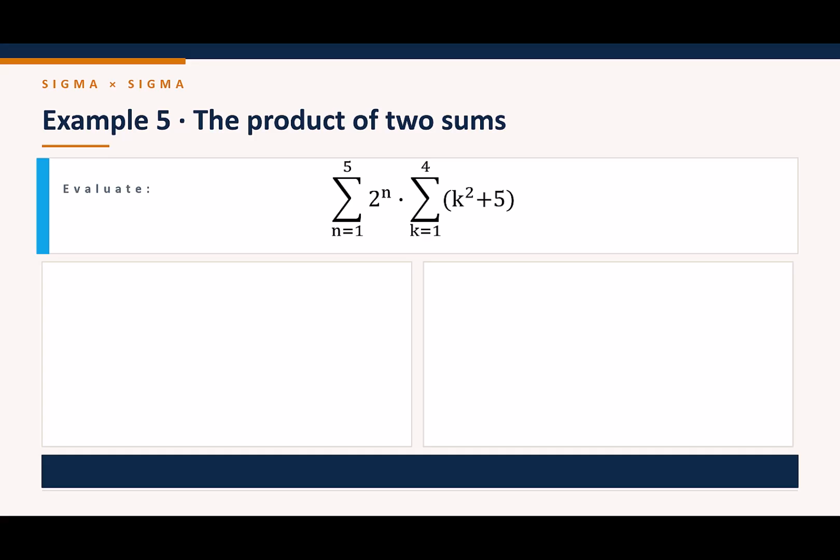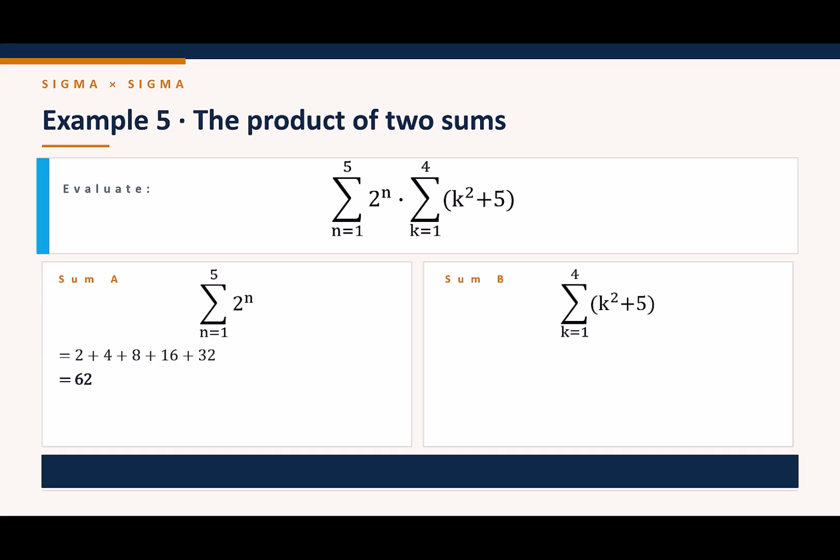Our last example is the product of two sums. I have the sum of n equals 1 to 5 of 2 to the n times the sum of k equals 1 to 4 of k squared plus 5. Let's start by looking at the first sum. We have the sum of n equals 1 to 5 of 2 to the n. That means we have 2 to the 1 plus 2 squared plus 2 cubed plus 2 to the 4th plus 2 to the 5th, which is 2 plus 4 plus 8 plus 16 plus 32, which is a total of 62.